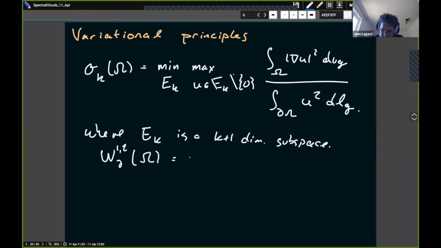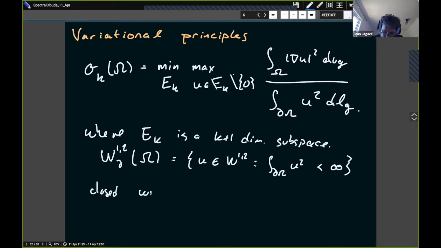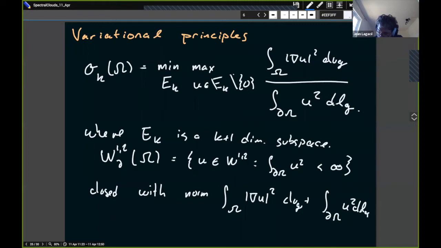which is essentially the closure of u in W^{1,2} such that the integral on the boundary of u squared is smaller than infinity, closed with the norm integral on omega of grad u squared dg plus the integral on the boundary of u squared dℓ_g. Now, if the boundary is regular enough, and Lipschitz is good for that as well, this Sobolev space is equivalent to the usual one. So you don't have to worry too much, but we have to be a bit careful when we have less regularity.